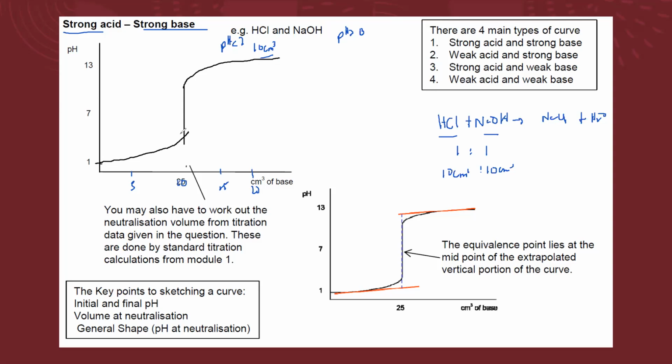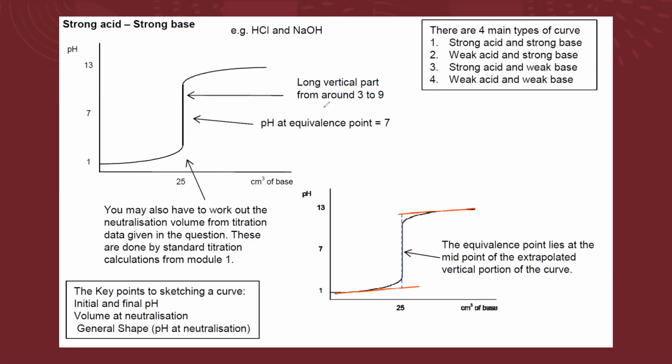The important thing is to remember the vertical part for a strong acid and strong base, which is from 3 to 9. Is it clear how to sketch this titration curve for a reaction between a strong acid and a strong base? Any doubt in this part?